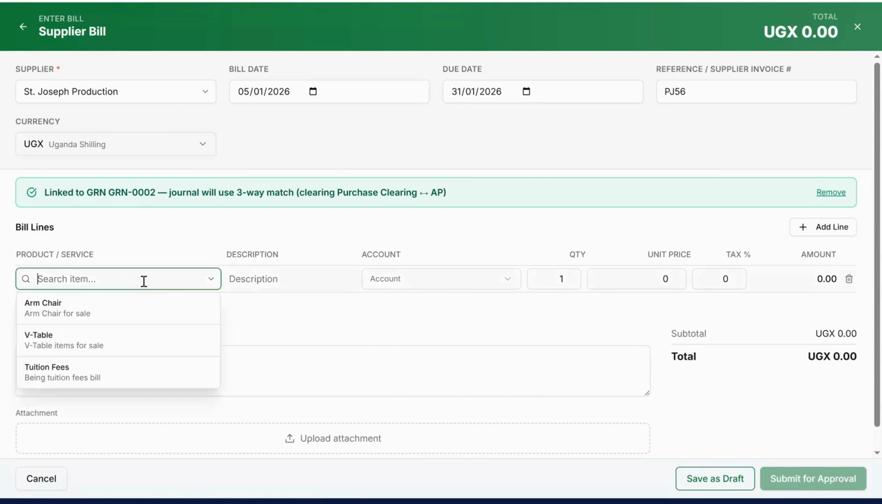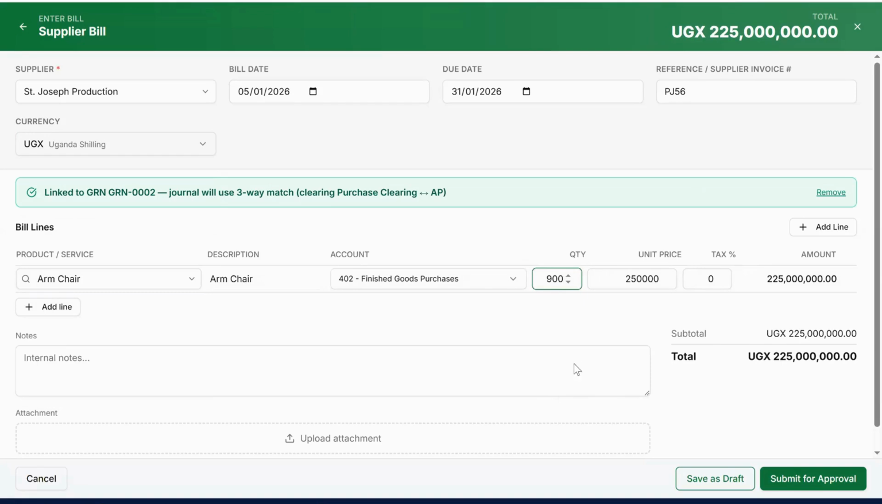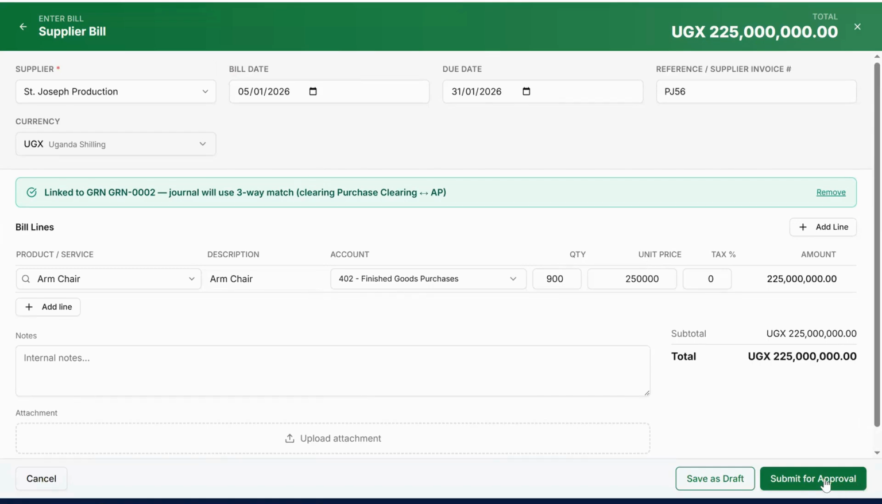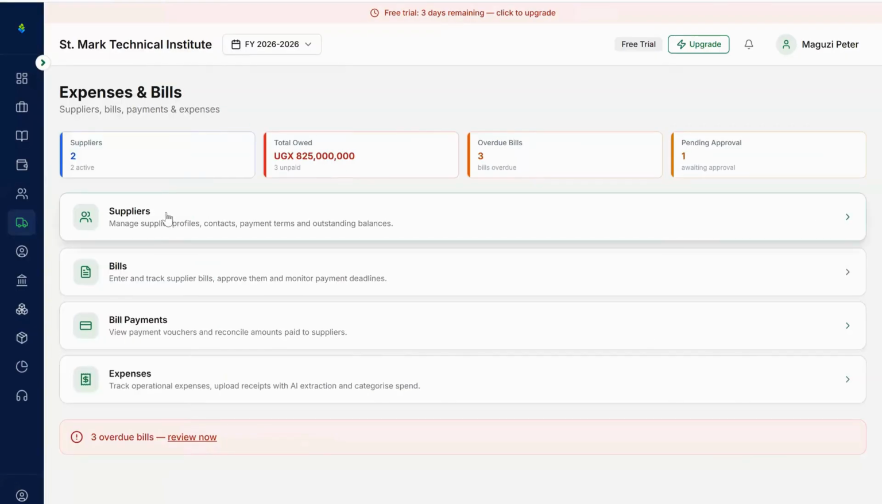I come to products here. I'm going to select this, it was an armchair. Okay, click on that, and then the units are 900 units. Remember I'm matching with this GRN, so everything must be almost the same, and then I submit for approval. So in properly established structures of a finance and accounting department, another person would ideally approve that bill. So we are going to go ahead and approve it ourselves.